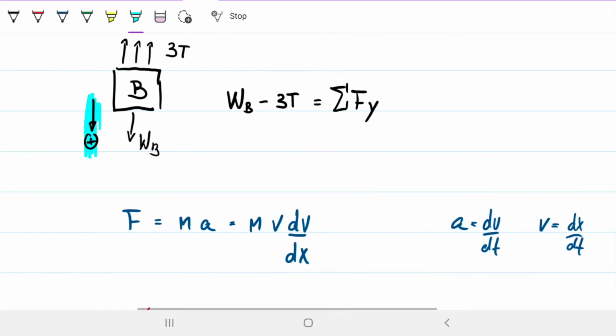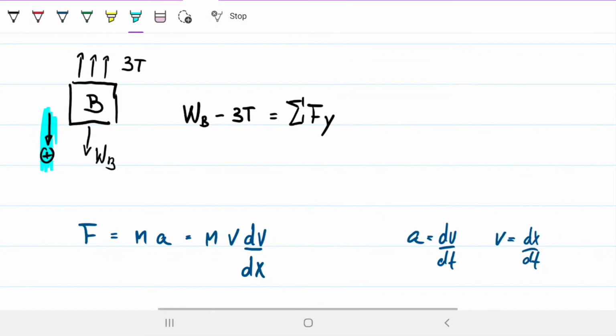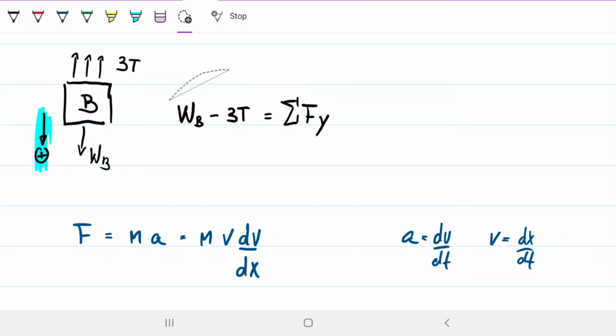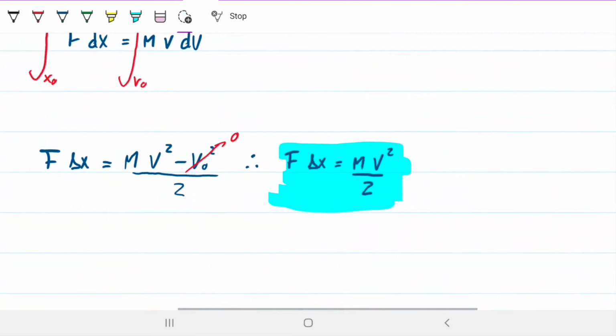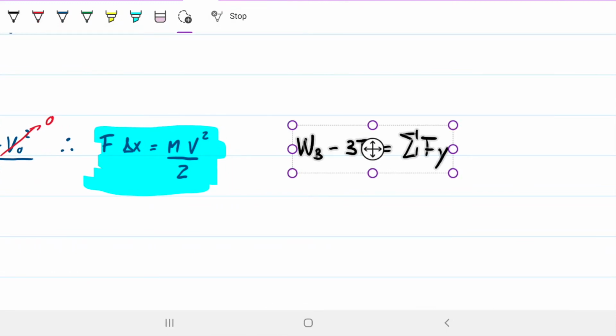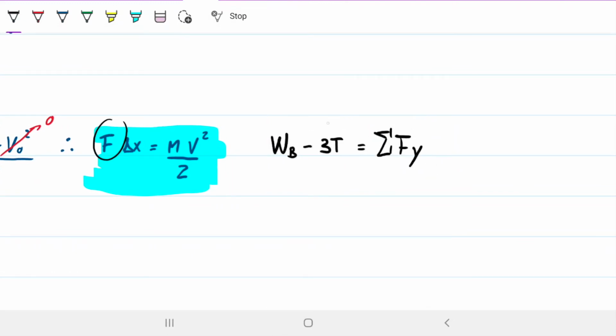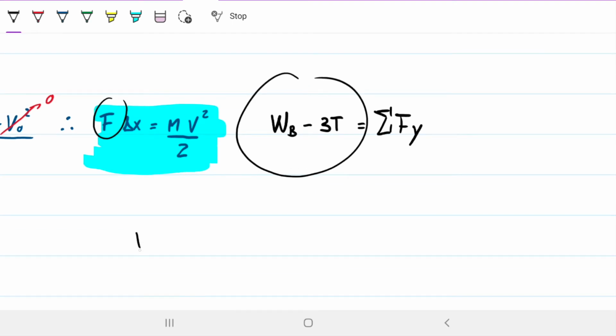Cool. So from this, I can relate to the equation that we just derived from the bottom there. We can relate these two. Where I have my force, I'm going to substitute this, and everything else I already have. So the weight of B minus 3 times the tension, times my delta x, the displacement, is equal to the mass of B, VB squared over 2.